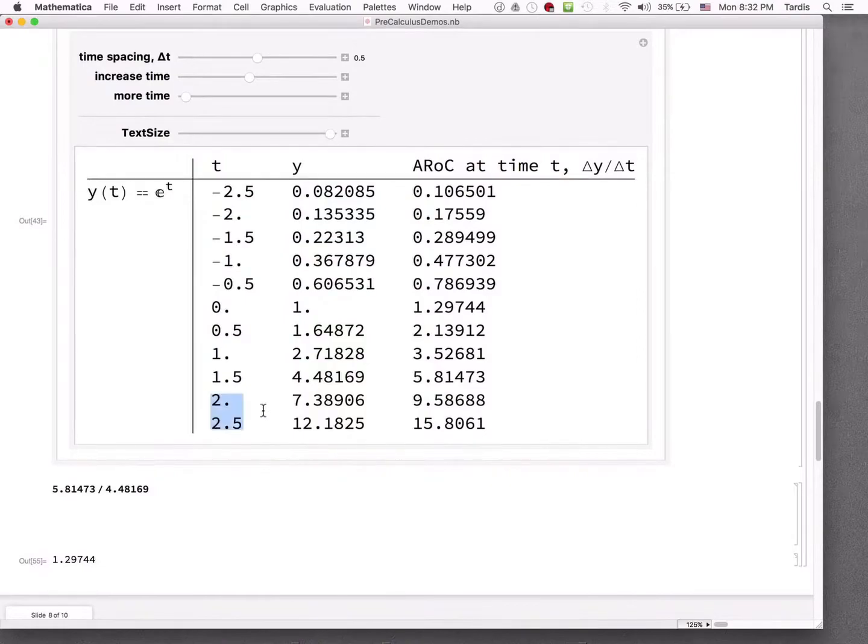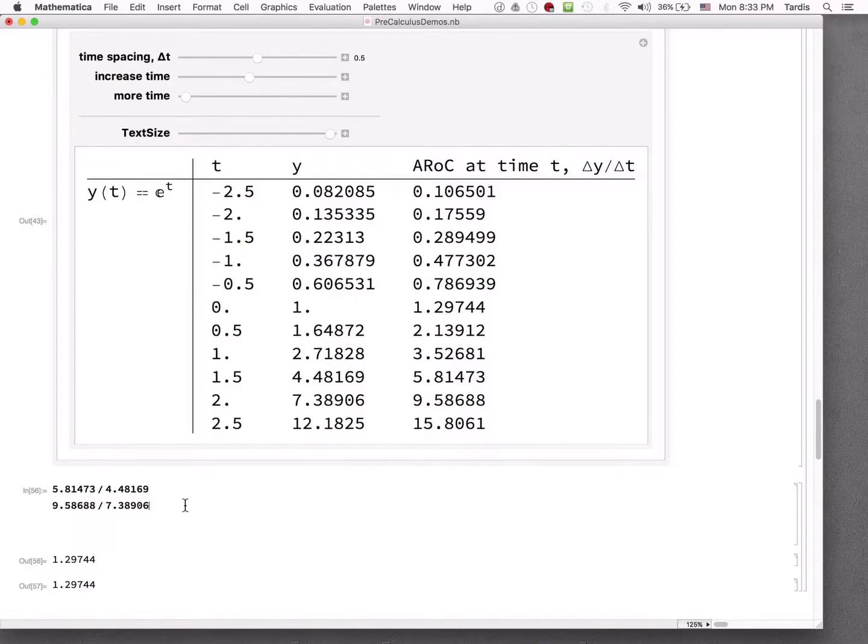Okay? If I were to choose two other points, 2 to 2.5, the average rate of change between these two values, and then divide by the value of the exponential at that time. Okay, let's go ahead and do that. I will get 9.58688 and then divide by 7.38906. I get the two values being the same, 1.29744 and 1.29744.